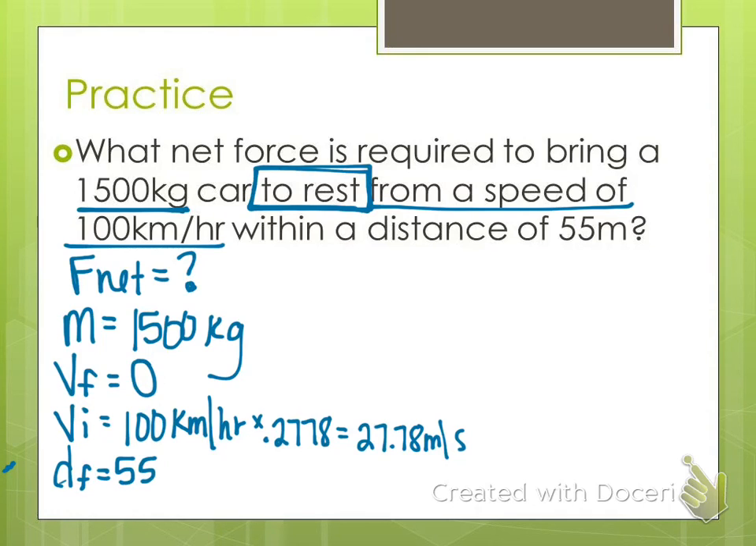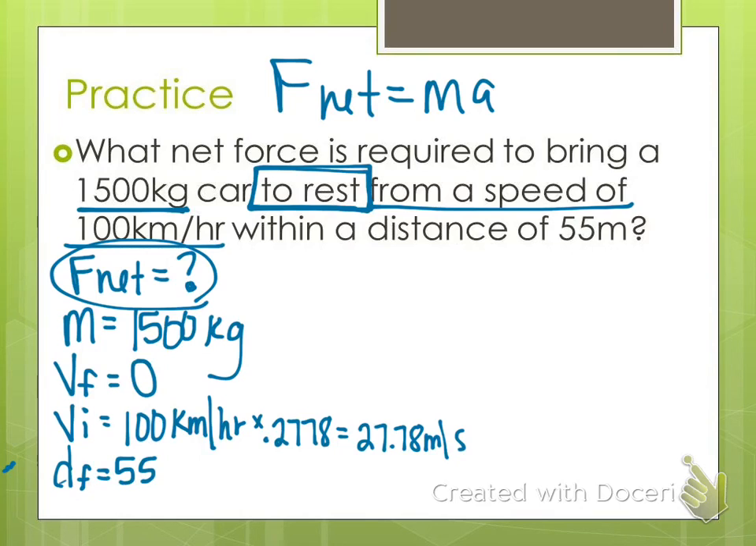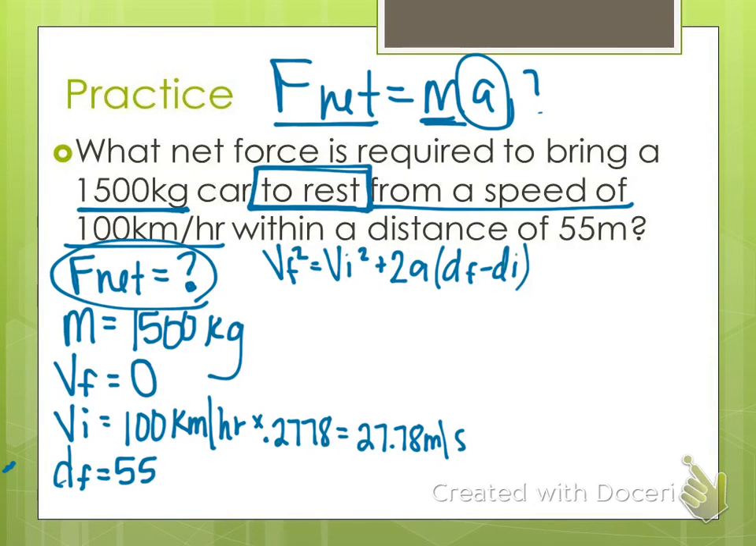So we know we have to use our kinematics equation, but what variable do we need to solve for? Acceleration. We had to solve for acceleration, right? So if our overall goal is to find F net, we need to use the equation F net equals mass times acceleration. We're given our mass. We want to solve for F net, so we've got to find our acceleration somehow. We were given the kinematics variables to do that. So what kinematics equation can we use to solve for acceleration when we don't have time? The last one. We can use VF squared equals VI squared plus 2A times dF minus DI.